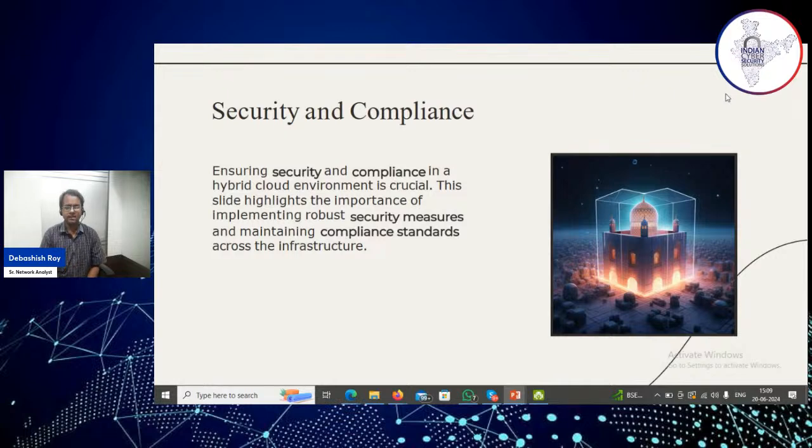Security and compliance is also paramount in this cloud environment. Ensuring high security and compliance in a hybrid cloud environment is crucial, as you are introducing many cloud platforms here. You are using many cloud solutions, so security is very, very important for you. It highlights the importance of implementing robust security measures and maintaining compliance standards across the infrastructure.